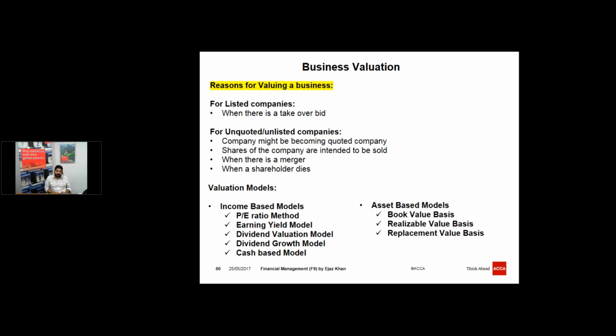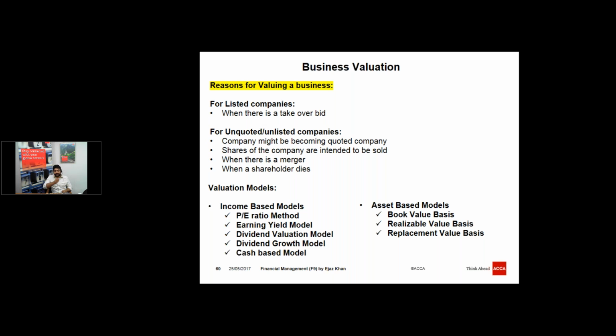Realizable value basis means instead of taking the book values of the assets, all we have to do is to calculate their market values. Say, for example, I have a machinery in my books, and it has a book value of, say, $100,000. But I can sell it for $70,000 at the moment in the market. So I won't take it as $100,000 for which I have bought. I will just take its current market value, and that is $70,000.